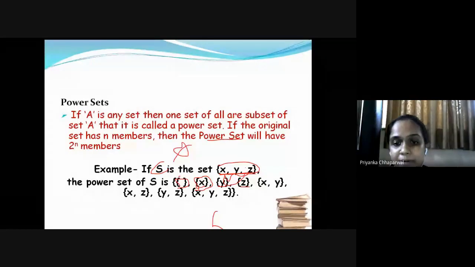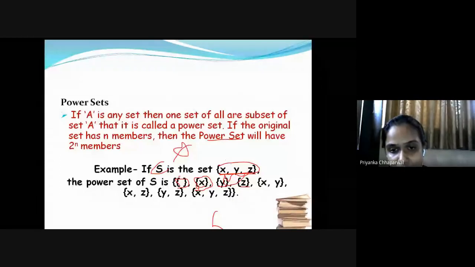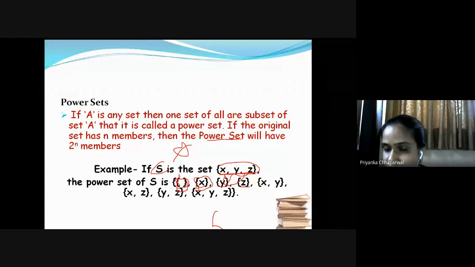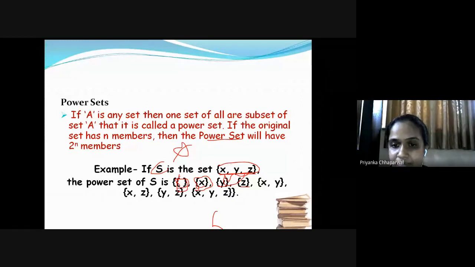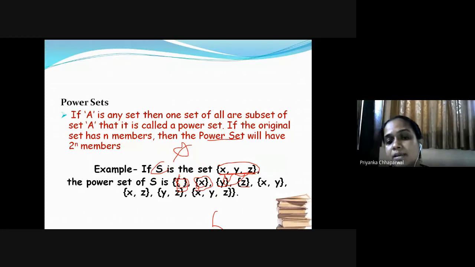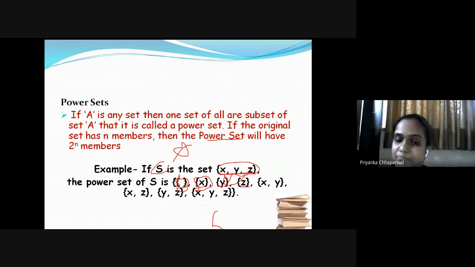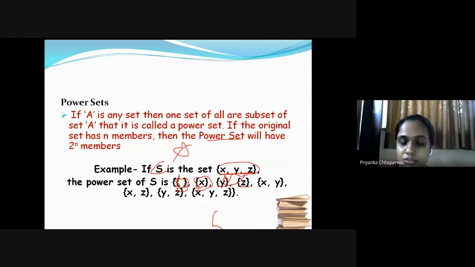So always remember, the first element, जो भी first element होगा, is always the empty set. Then second, you take the elements one by one, then the combinations of the elements, and the whole set. It is the way of writing a power set. You always remember how we determine the number of elements, the members of the power set: by this formula, 2 raised to the power n.